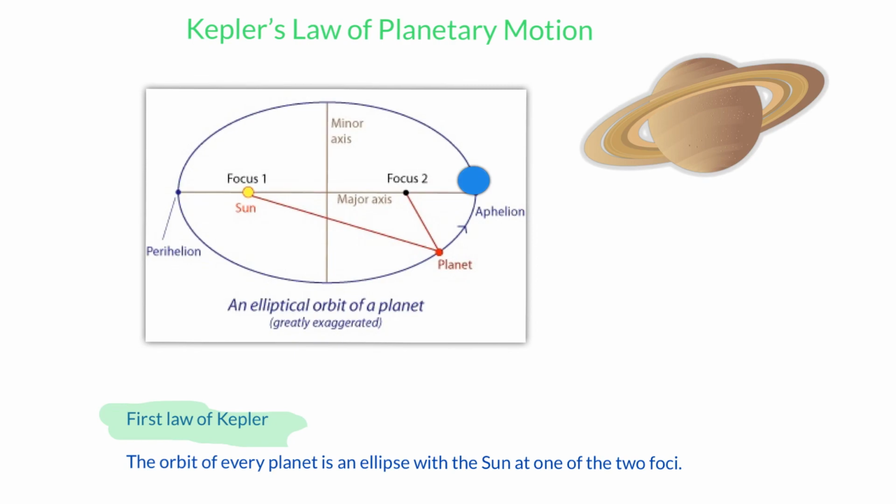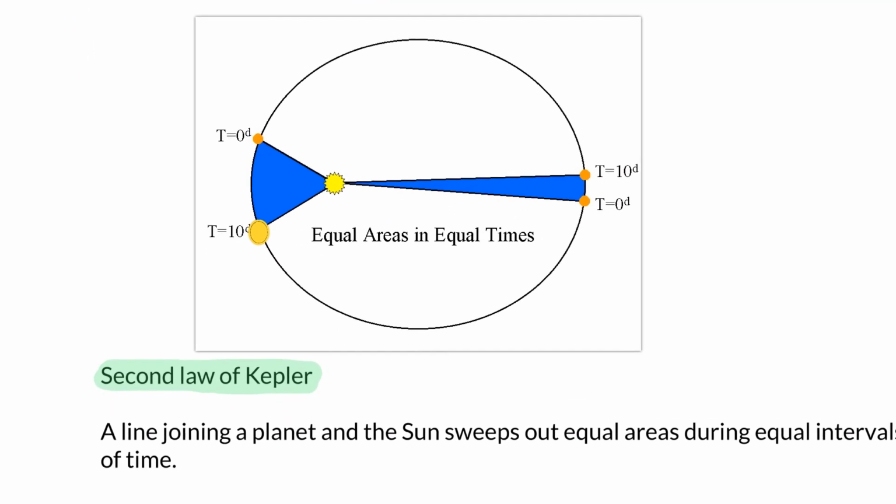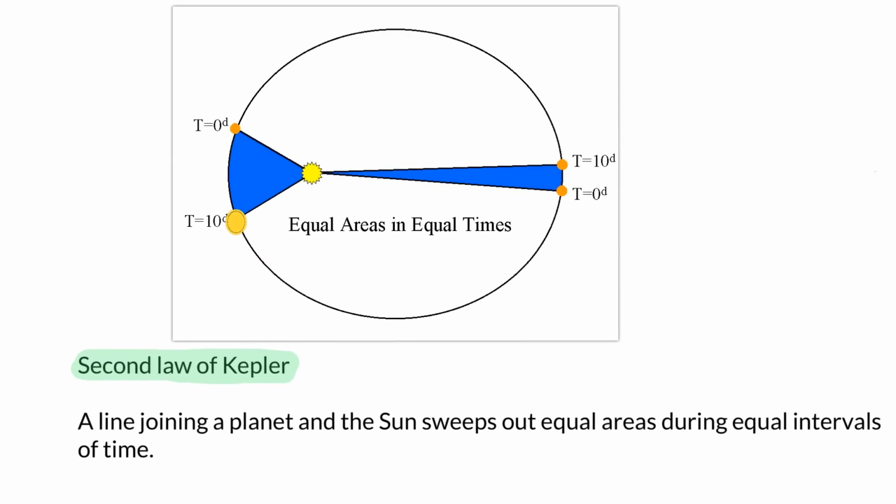Next we move towards the second law of planetary motion, that of Kepler's. What is the statement? It states that the line joining a planet and the sun sweeps out equal areas during equal intervals of time.